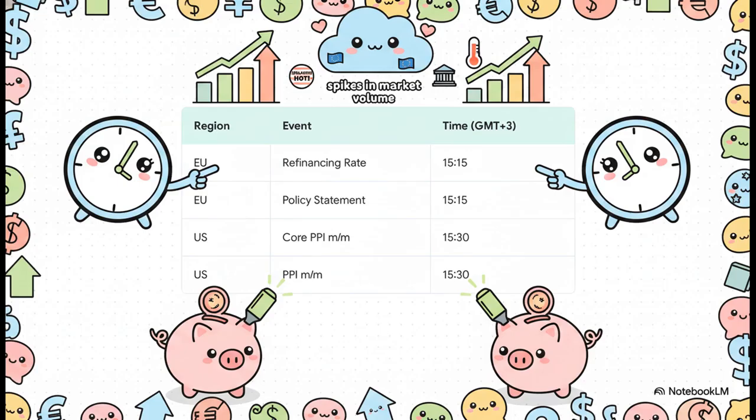At 15:15 GMT plus 3, we get the European Union's main refinancing rate and their monetary policy statement. This is absolutely crucial for European market sentiment. Then, literally just 15 minutes later at 15:30 GMT plus 3, the US releases its Core and Standard Producer Price Index, or PPI, month-over-month data. Now, PPI measures inflation at the wholesale level. If this number comes in hot, it signals that inflation might still be pretty sticky, which directly impacts how investors view the chances of future interest rate cuts. These are the precise minutes today where you can expect some sudden, serious spikes in market volume.